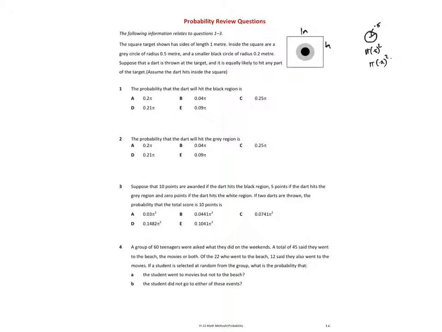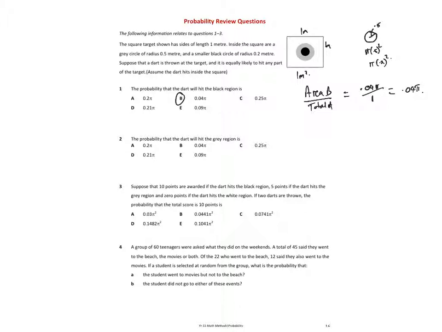Suppose that a dart is thrown. The total area of the board is 1 metre squared, isn't it? 1 by 1. What's the probability the dart will hit the black region? So what's the area of my region? The area of the black over the total area is the probability of hitting it. The area of the black is 0.2 squared, which is 0.04 pi, over 1, which is the area of the board. So we get 0.04 pi, which is B.